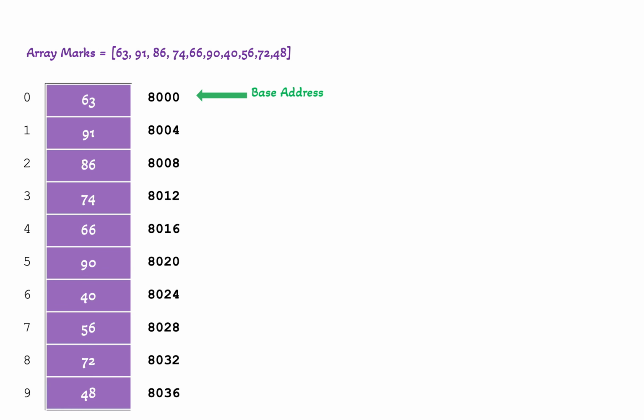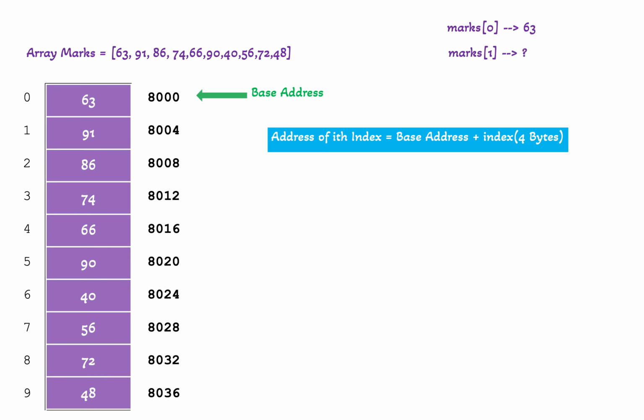This is the base address. If I want to print the 0th element, I can print the value present at address 8000. Then, if I want to print the next element, that is at index 1, I can calculate it using the formula: address of the ith element is equal to base address plus index times size of the data type. Here we are dealing with integers, so it is 4 bytes. If it were a float, we would multiply by 8 bytes.